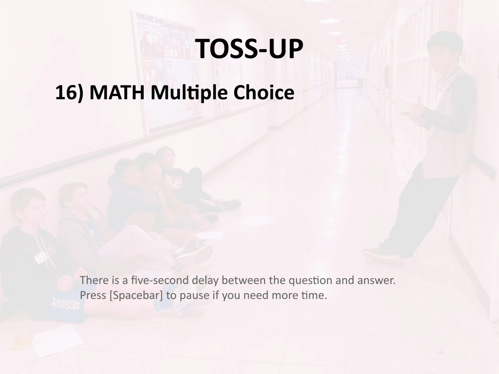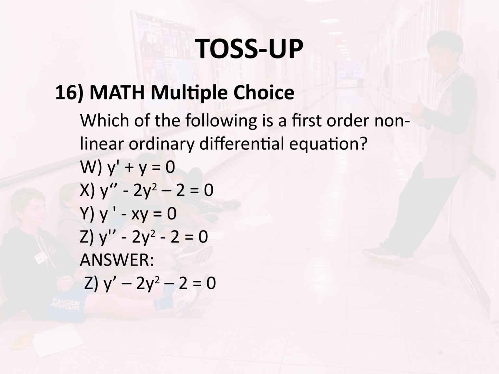Toss-up 16. Math. Multiple choice. Which of the following is a first-order nonlinear ordinary differential equation? W. y prime plus y equals 0, X. y double prime minus 2y squared minus 2 equals 0, Y. y prime minus x y equals 0, Z. y prime minus 2y squared minus 2 equals 0. Answer: Z. y prime minus 2y squared minus 2 equals 0.